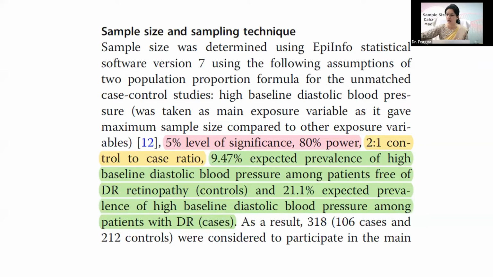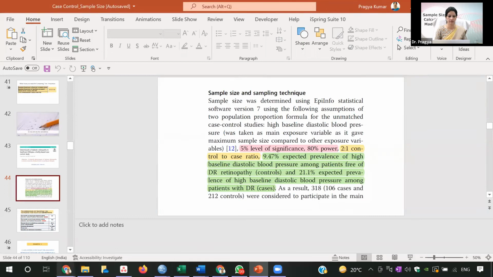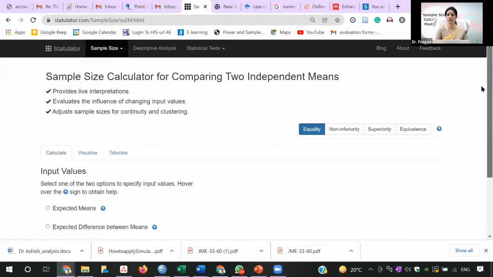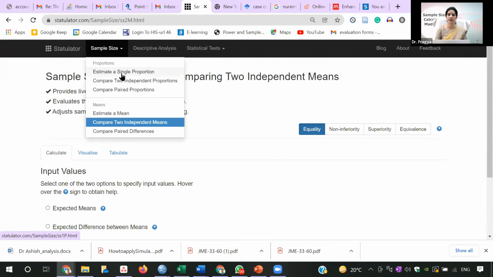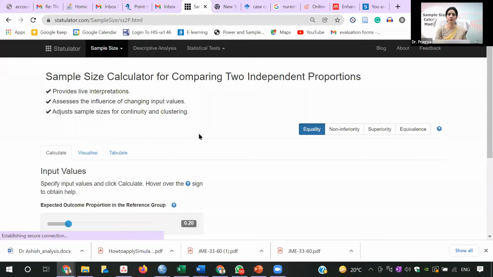Now let's see what sample size comes out. It is 106 and 212. So now I'll go to Statulator. If you type Statulator in Google and click on sample size, you can see I have to use the comparison of two proportions. Why? Because there are two proportions: the proportion of exposure in the control group and the proportion exposed in the cases. So these are the input values.